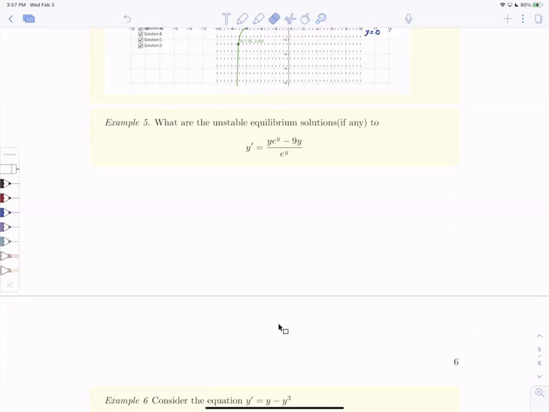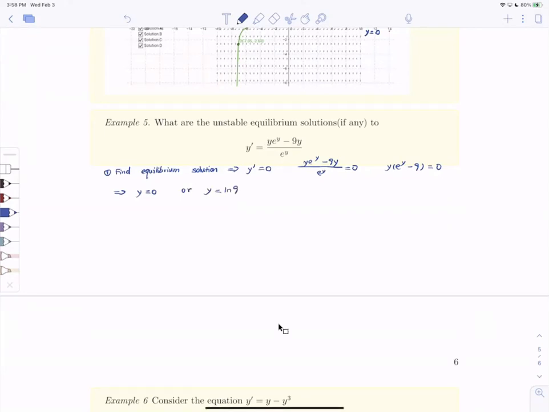Anyway, so this is pretty simple, I think. You need to find the equilibrium solution, which is when y prime equals 0. So that means y e to the y minus 9y over e to the y equals 0. That means y times (e to the y minus 9) equals 0. So my equilibrium points are y equals 0 or y equals ln 9.